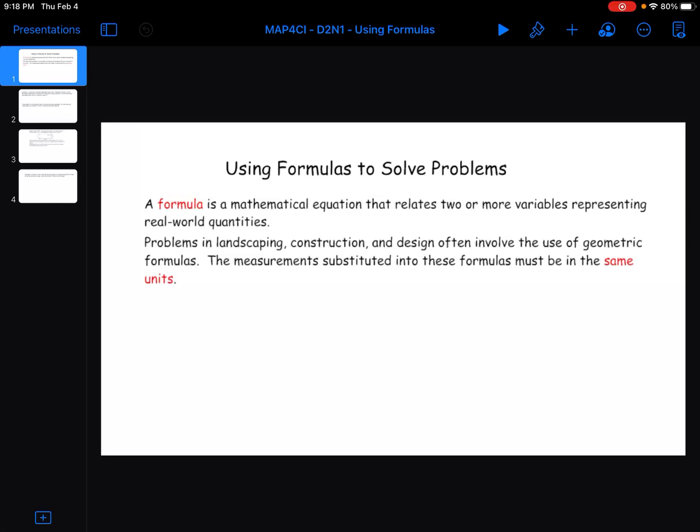Okay, solving problems using formulas is fairly common in mathematics. A formula is a mathematical equation that relates two or more variables representing real-world quantities. So things like landscape and construction, design, architecture, they all involve geometry, and we're always going to use the geometric formulas from those specific walks of life. So what we need to do is take some measurements and substitute into the formulas to find our answers.